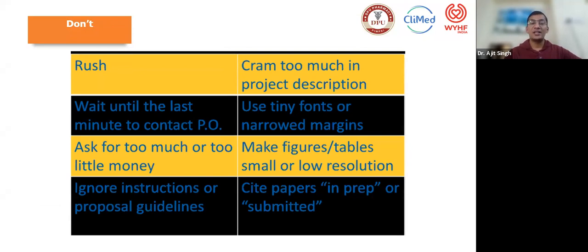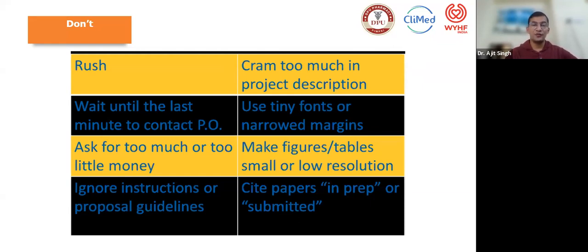Waiting until the last minute to contact the program officer. As I'm telling, the program officer must be the last person to contact, but don't hesitate if you are not getting the answer. If you don't have someone to guide you, go and call the PO or email, contact the personnel or program officer of the grant agency.